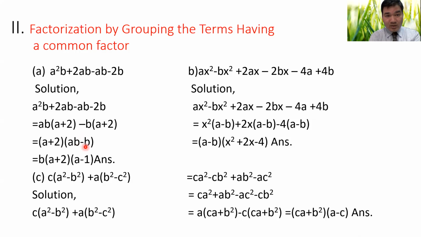Look, in front of b there is 1b. If you take b common, then what is left here? Here is left a minus 1 only. This is the method to factorize by grouping.